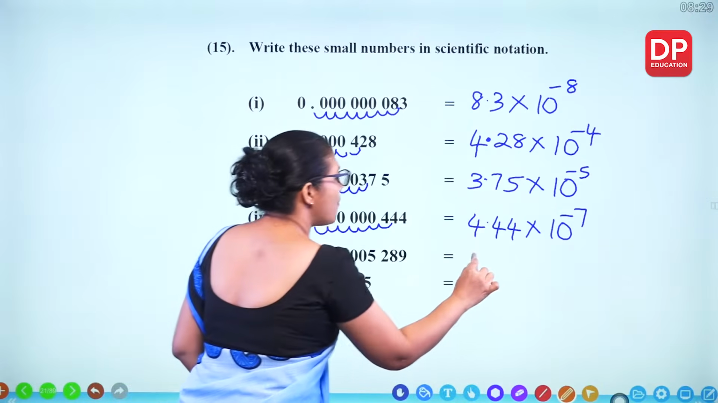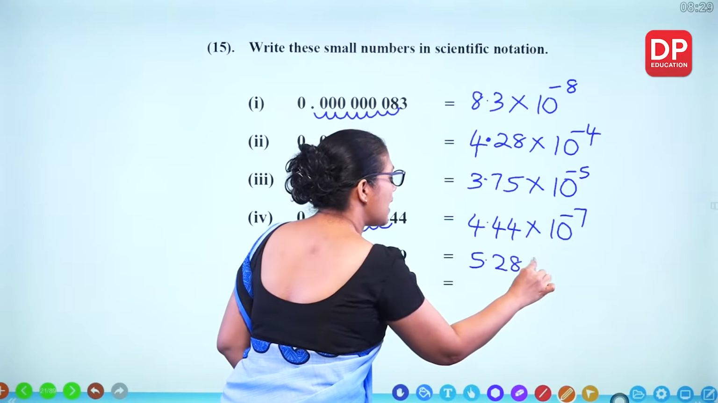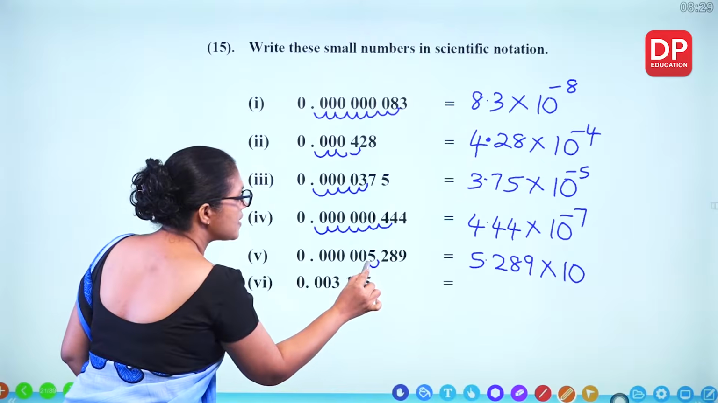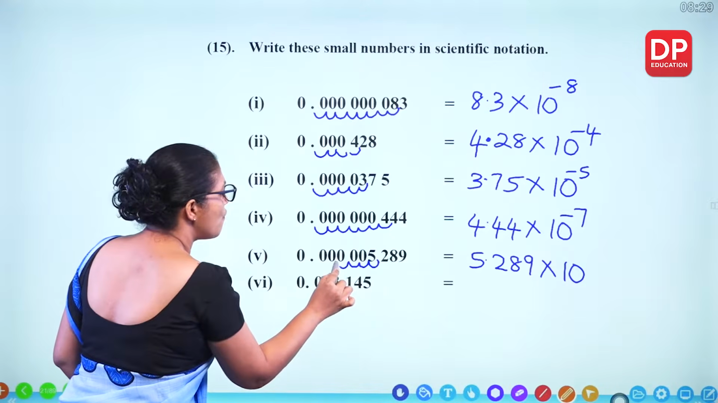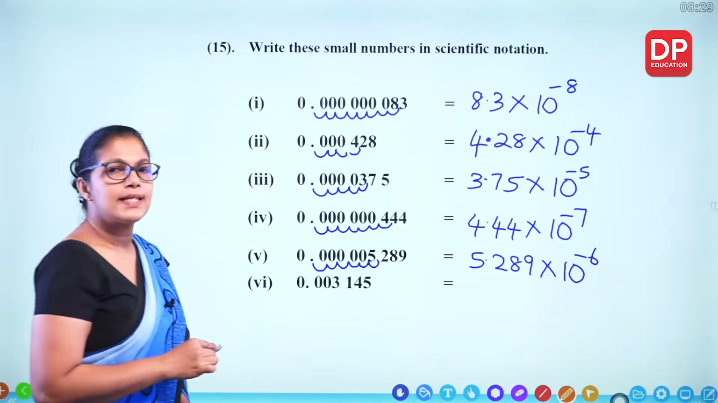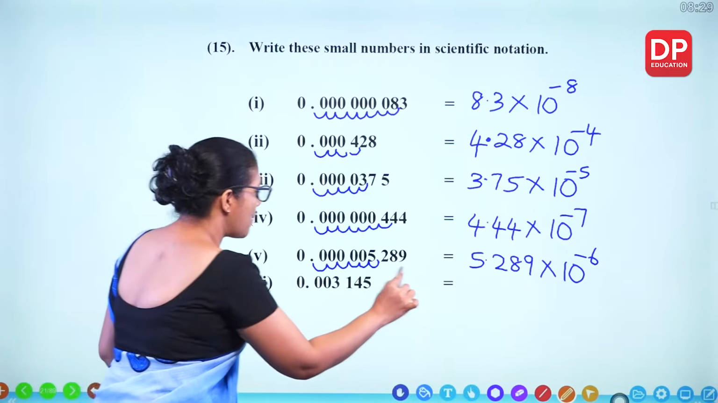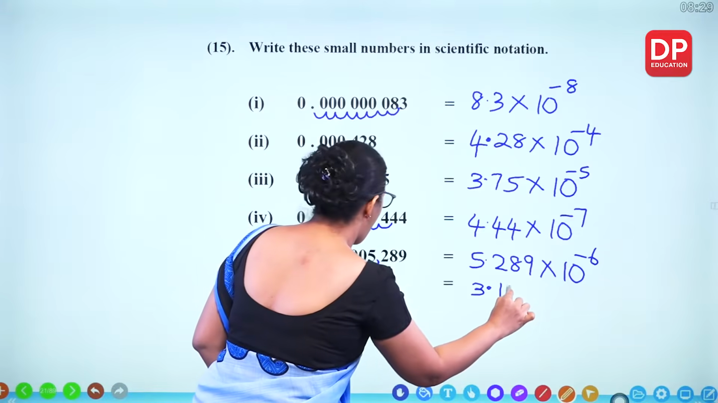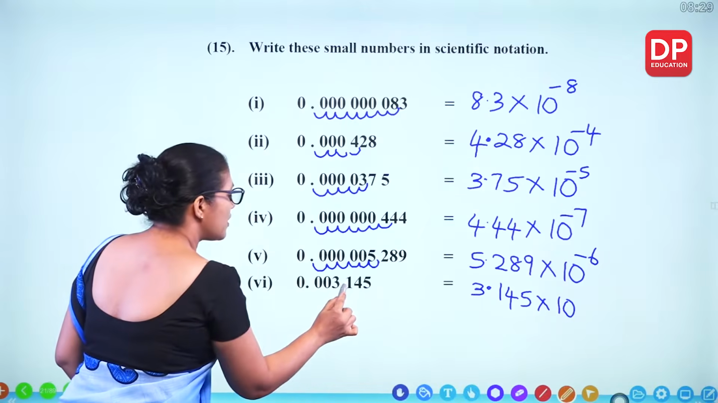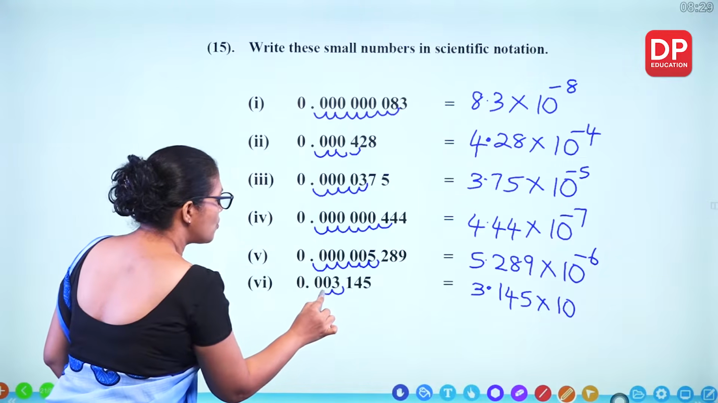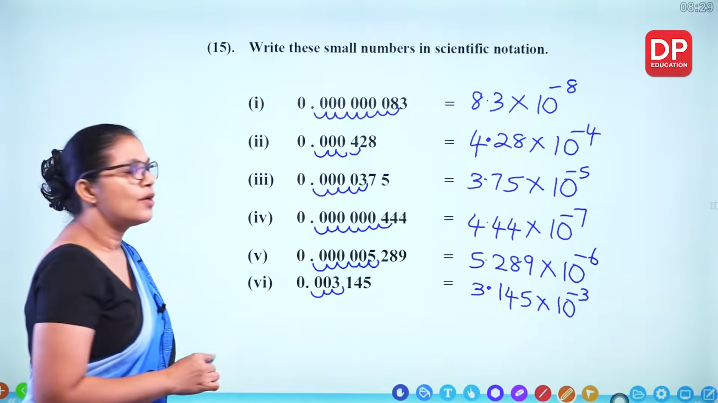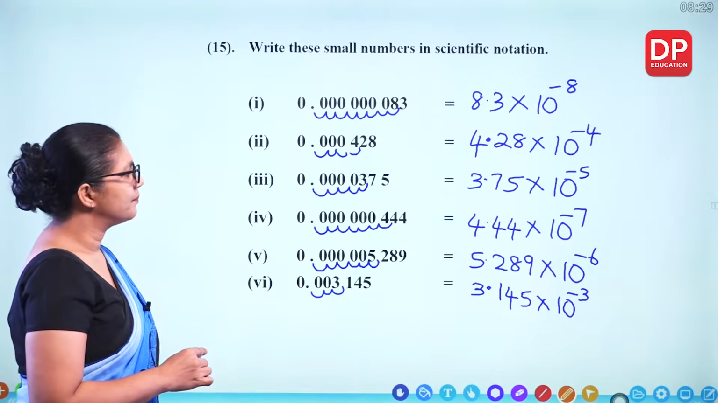Here, 5.289 is the number less than 10. From here, how many places we have to move? 1, 2, 3, 4, 5, 6 places to the left. So that's minus 6. This one, the number is 3.145. That means here, 1, 2, 3 places to the left. So 10 to the power minus 3.